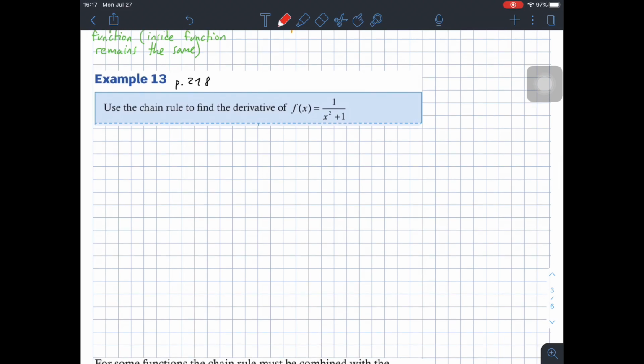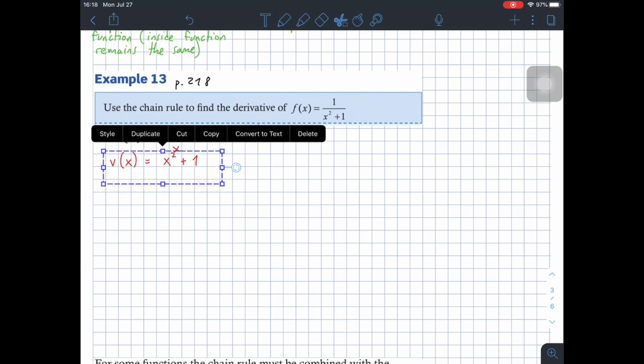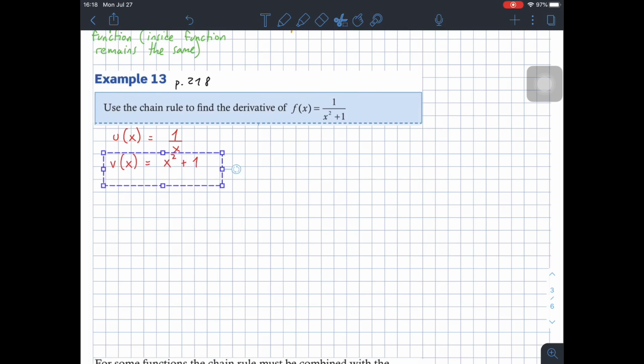So I can say that, for example, u of x, the outside function, is equal to 1 over x, right? A rational function, like this. And then v of x is equal to whatever we have down here, right? x squared plus 1. So you see that if I compose these two functions, then I'll get function f. Okay. I'll take this here. There. No, I don't like it. There.